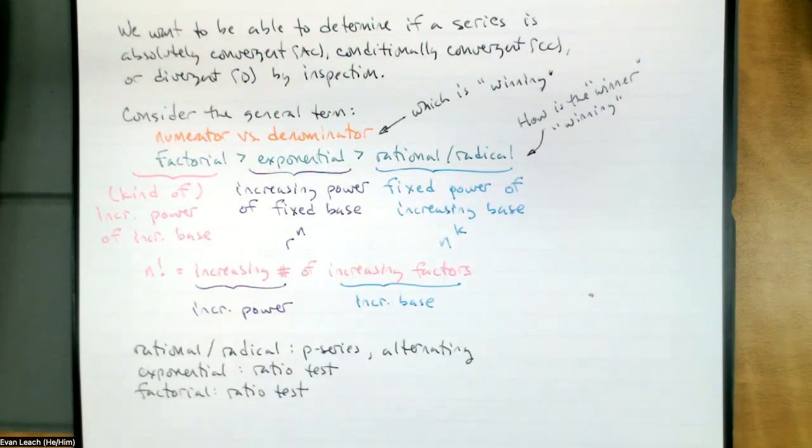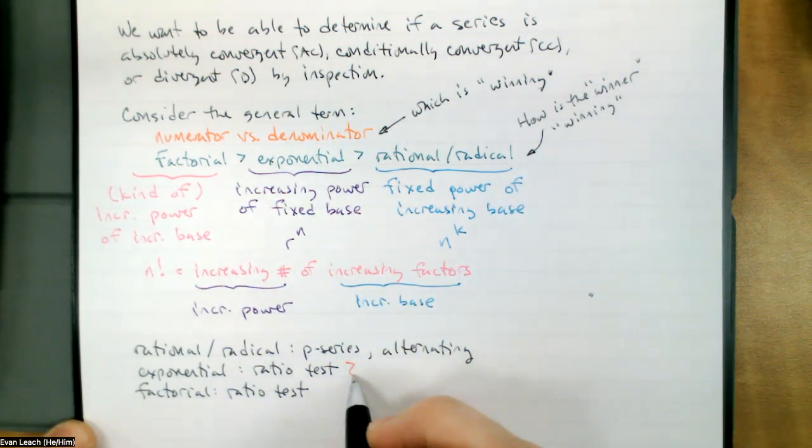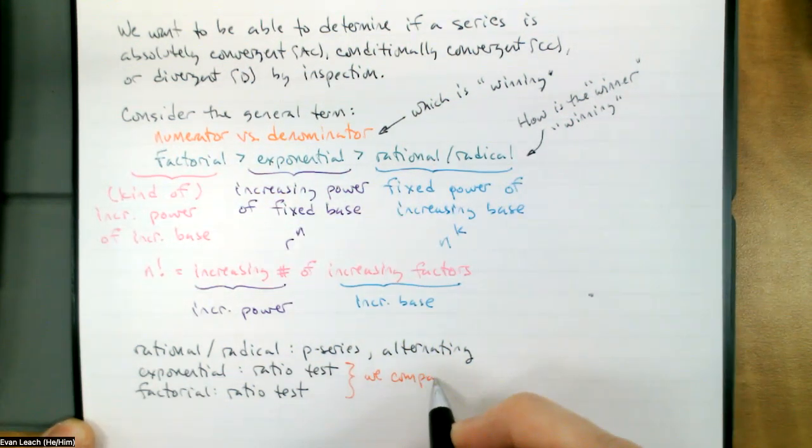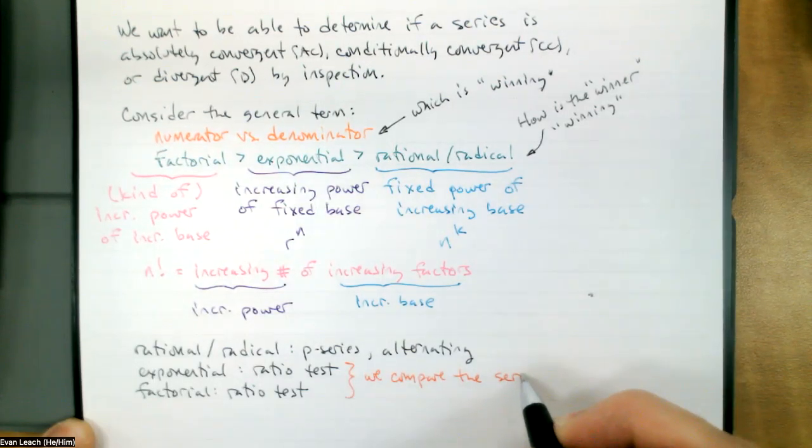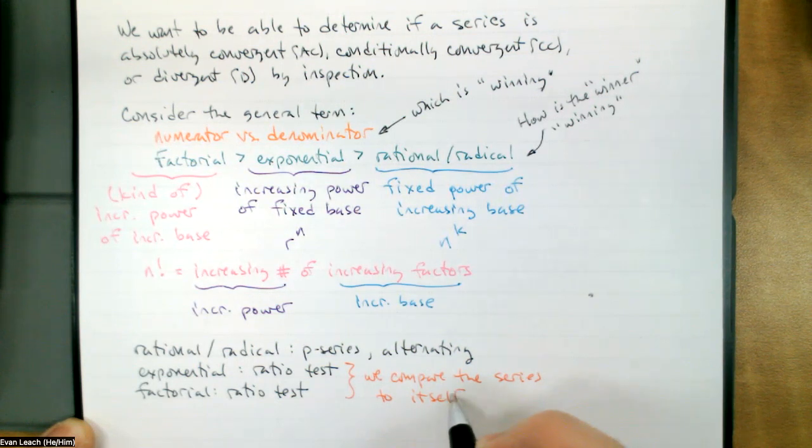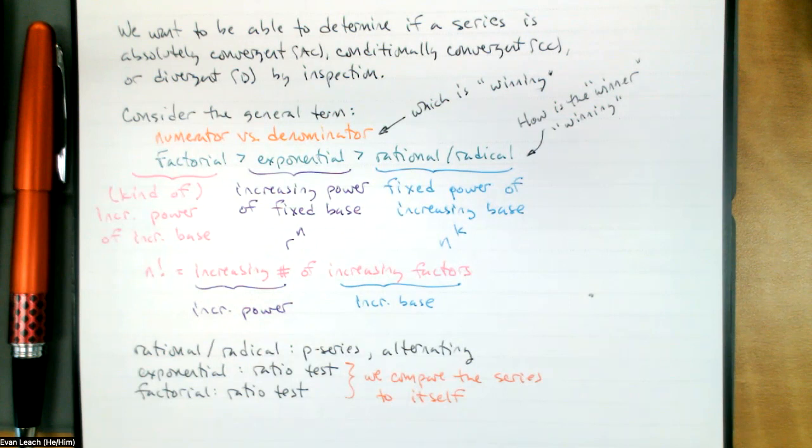So this gives us a little bit more insight into what goes to zero fast enough. Can we compare the series to itself by using the ratio test? For exponential and factorial factors, yeah. We can compare the series to itself. We can just look at the ratio of consecutive terms and see what's happening there. That doesn't work on rational or radical. We have to bring in some kind of outside thing to compare it to. But for exponential and factorial, we get to compare the terms of the series. We get to compare the series to itself. We don't have to bring in some outside series that we know about.